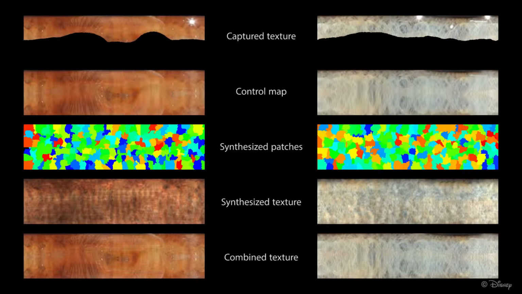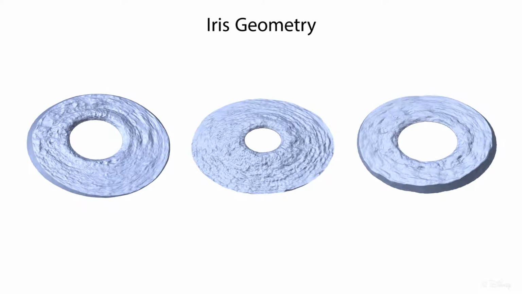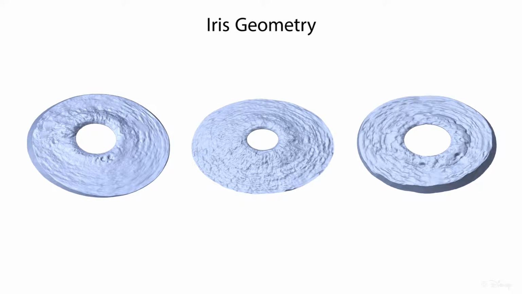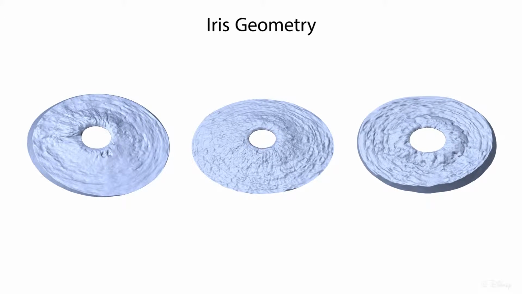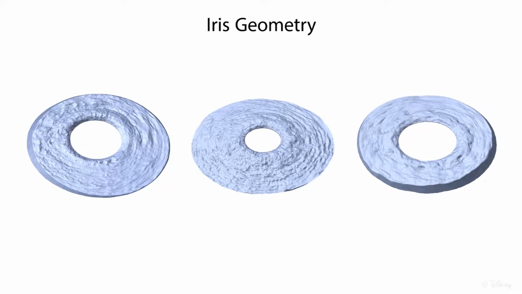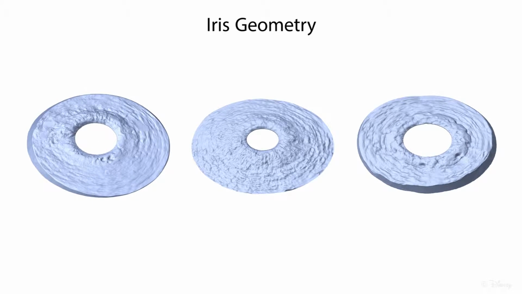Here we see the result for a second iris of a different color with different structures. The iris geometry is also synthesized at the same time as color and geometric structure are coupled. Since the database contains irises under different dilation states, we can also synthesize realistic iris deformation, all from the low-resolution iris control map.